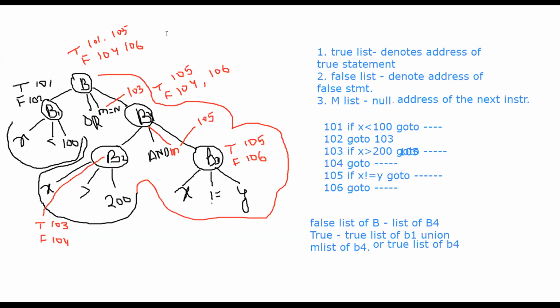Now let's take a code and try to make the complete 3 address code for that with the help of backpatching. Right? Suppose the condition given to you is: if x is less than 100, or x is greater than 200 and x is not equals to y. This is the condition given to you.